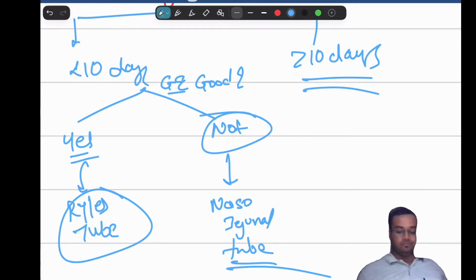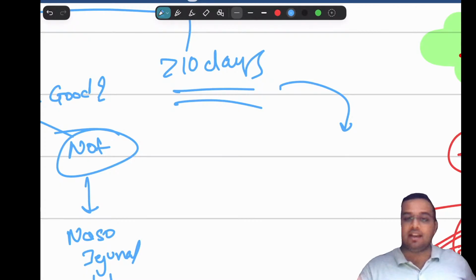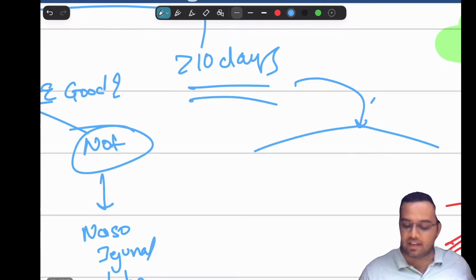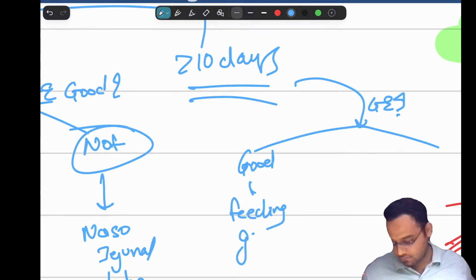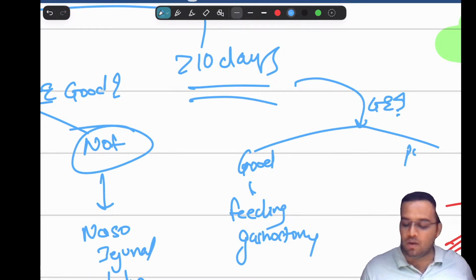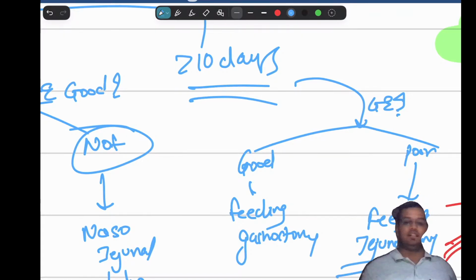Nasojejunal tube. But if you are going to require nutrition for more than 10 days, then again ask the same question, gastric emptying. If it is good, go for a feeding gastrostomy. But if gastric emptying is poor, then you might need to consider a feeding jejunostomy.